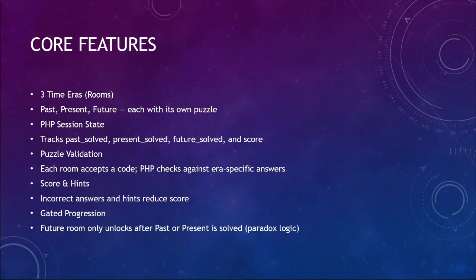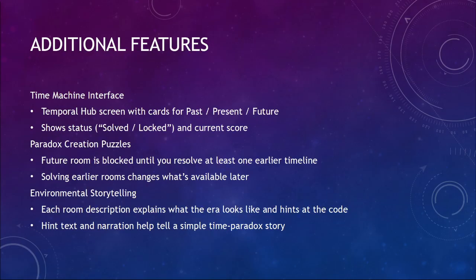By gated progression, it meant that you couldn't progress to the second or third room without completing the first room, and you needed to complete all 3 rooms after finishing to get the final room. Next slide. So the additional features we added based on the prompt was the time machine interface, a hub screen which included basically cards to access the past, present, and future, a status system that showed which rooms were solved or which room was locked, and the current score as it updated as you solved each room.